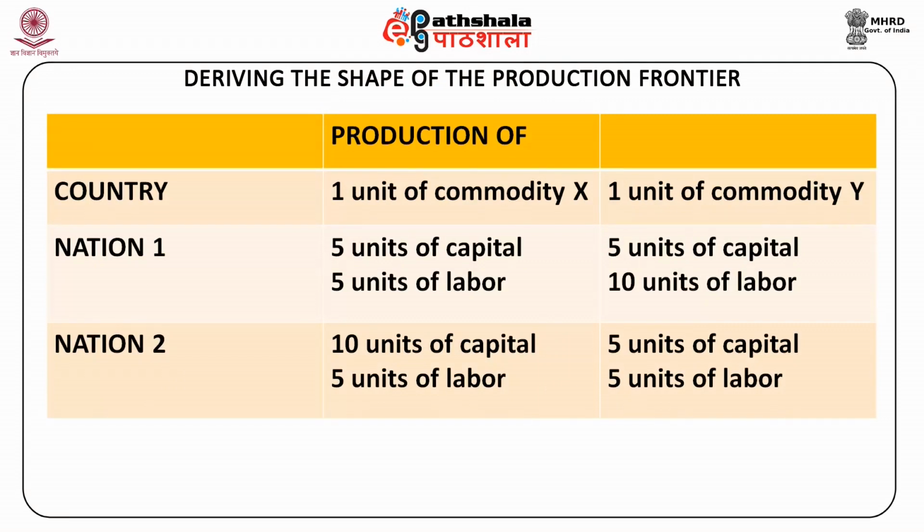To produce one unit of commodity X, Nation 1 requires 5 units of capital and 5 units of labor. Whereas, to produce the same one unit of commodity X, Nation 2 requires 10 units of capital and 5 units of labor. To produce one unit of commodity Y, Nation 1 needs 5 units of capital and 10 units of labor, whereas Nation 2 requires 5 units of capital and 5 units of labor.